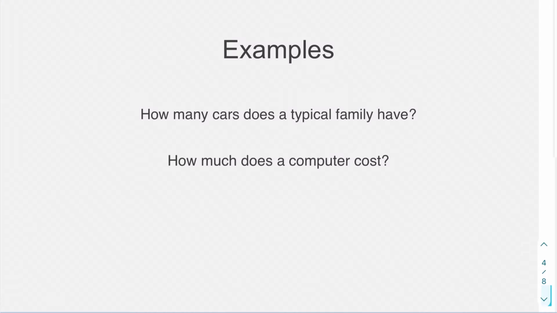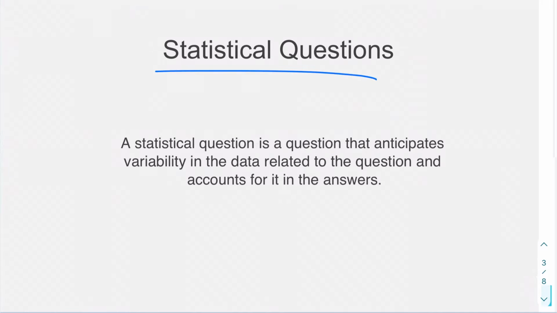First one: how many cars does a typical family have? You can't just answer that with a single number. Some families may have 2 cars. Others may only have 1. Some may even have 0. But there is no one right answer to this question, which is why it is considered a statistical question.